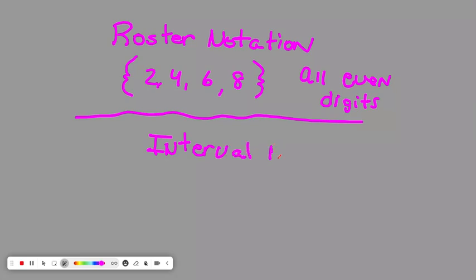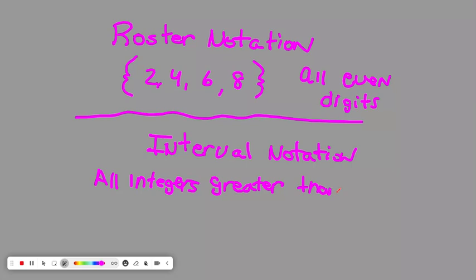Interval notation. So let's say we wrote out this thing saying all integers greater than 3, but less than or equal to 30. Or any number, doesn't matter.